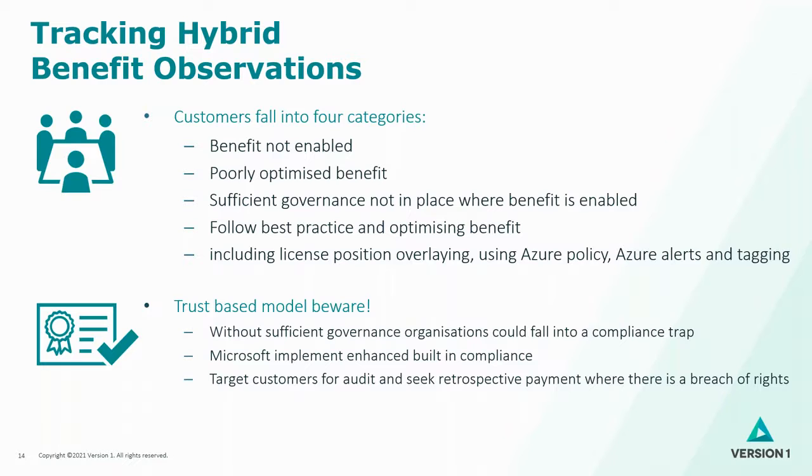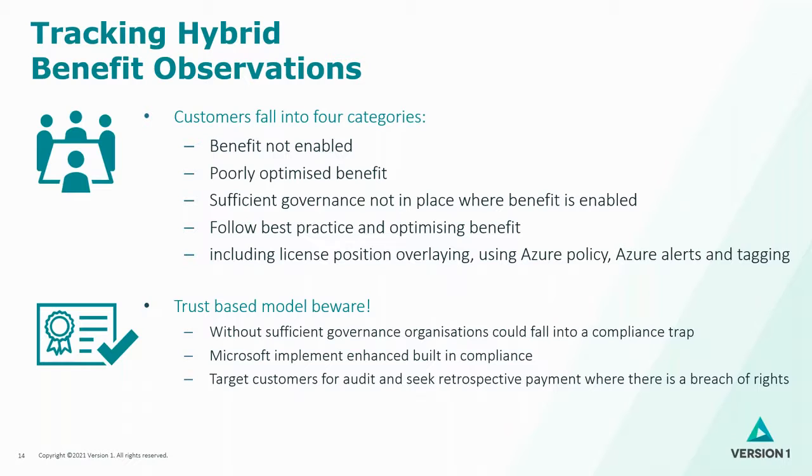There's a couple of tools that you can use to track and manage that. Azure Policy, Azure Alerts, and tagging are great mechanisms to leverage to mitigate against some of the risks, and using automation to mitigate against the risk of poorly managing hybrid benefit. Because there are risks, it is a trust-based model. And I think it's really important to call out that if there isn't sufficient governance in place, organizations will fall into a compliance trap. Right now, Microsoft don't necessarily have built-in compliance to this benefit. It is a ticky box type exercise, I almost describe it.